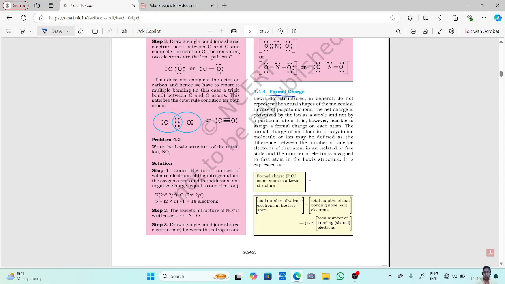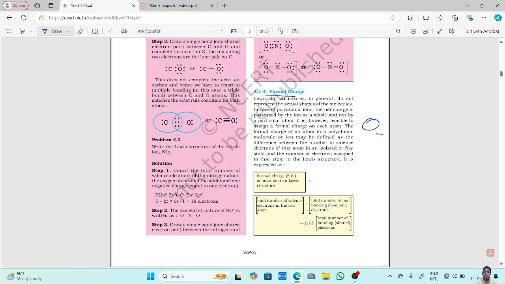the net charge, the overall charge, is possessed by that ion as a whole and not by a particular atom. So the overall charge belongs to the entire molecule, all the atoms present in it, but not to one atom. Now, however, it is feasible to assign a formal charge on an atom. So comparing all the charges, you can give a formal charge on the molecule, and you can give the sub-charges to the atoms also.